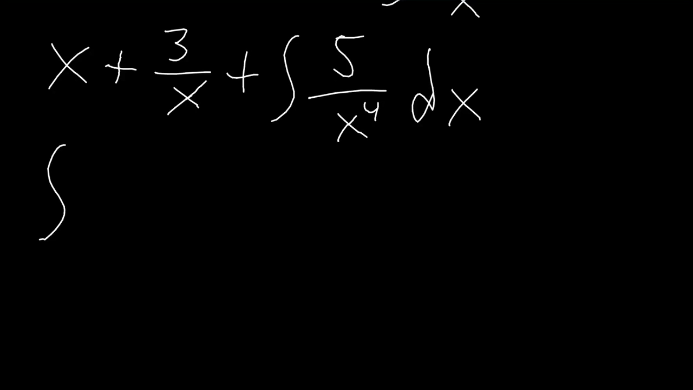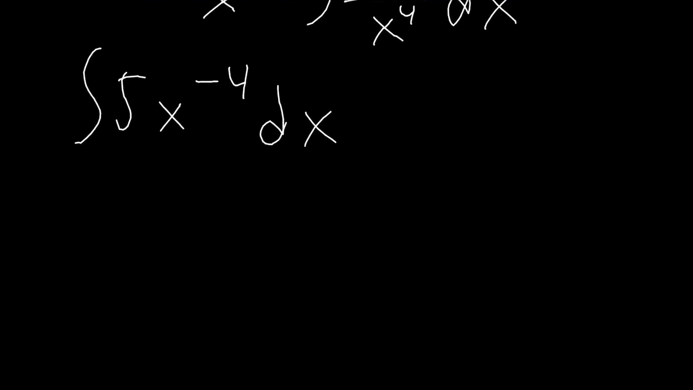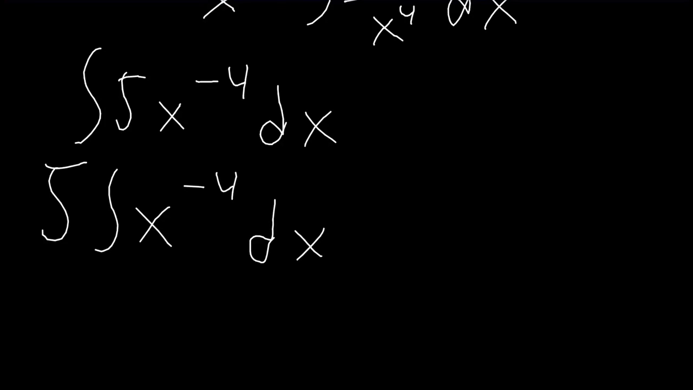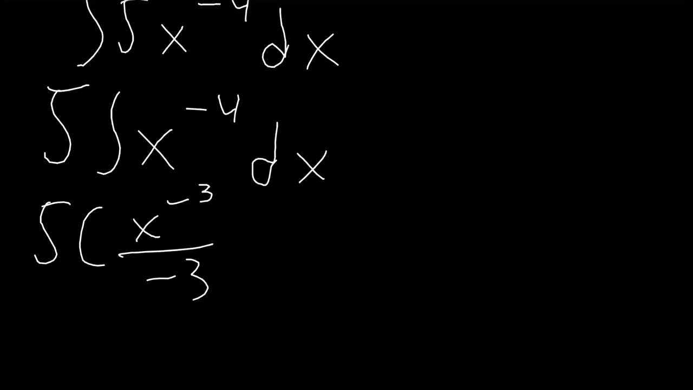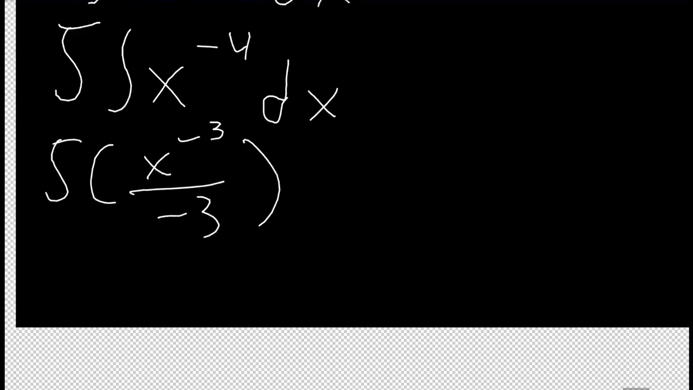So this is really just the integral of 5 times x to the negative 4 with respect to x. And to make this more simple, we can pull the 5 out. So it would be 5 times the integral of x to the negative 4 with respect to x. Now we can just use the power rule, add 1 to the exponent, and divide by that same exponent. So negative 4 plus 1 is negative 3. So it's x to the negative 3 divided by negative 3. And then again, we can neglect the plus c until later.